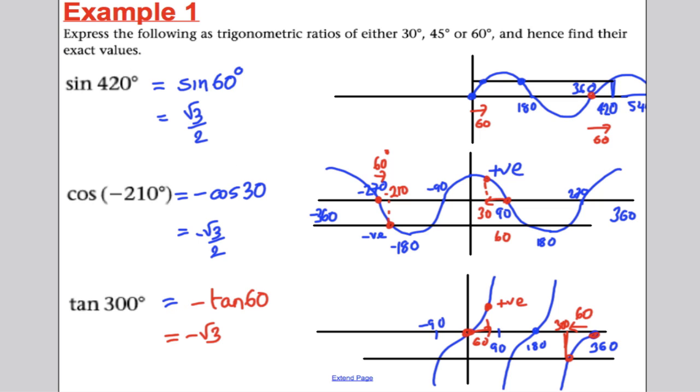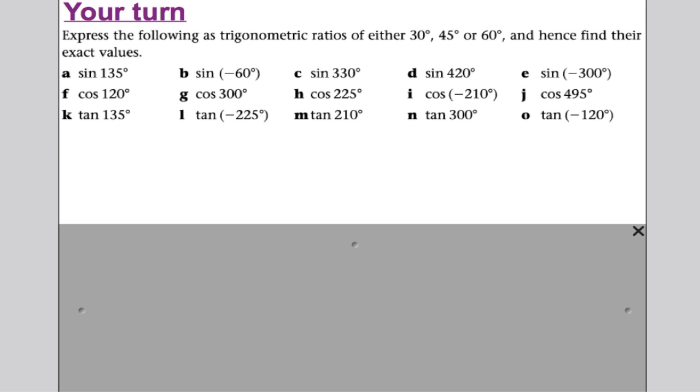Okay, there's a few for you to do. Pause the video here, have a go at the following, double check. You can leave your answer as an exact surd using either 30, 45 or 60 degree trigonometric ratios. Pause the video, in 5 seconds I'll show you the answer.